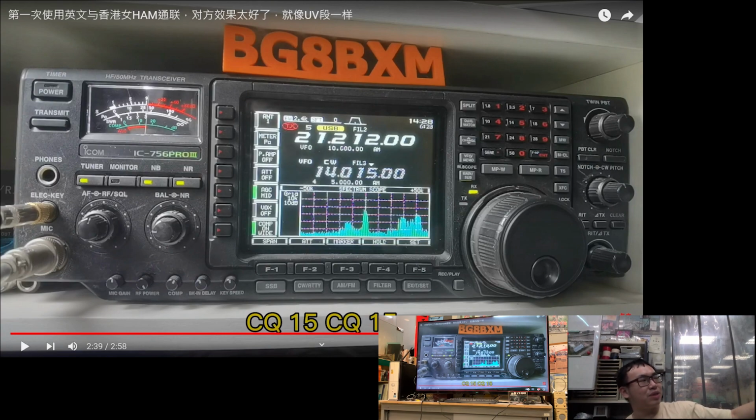So in this communication, you see the lady is calling CQ 15, which means she is seeking others on the 15-meter wave band. 15 meters wave is 20 megahertz. We will do the calculations later, but not today.